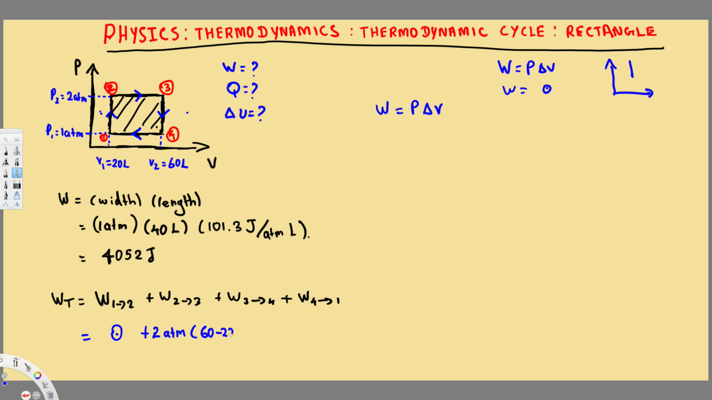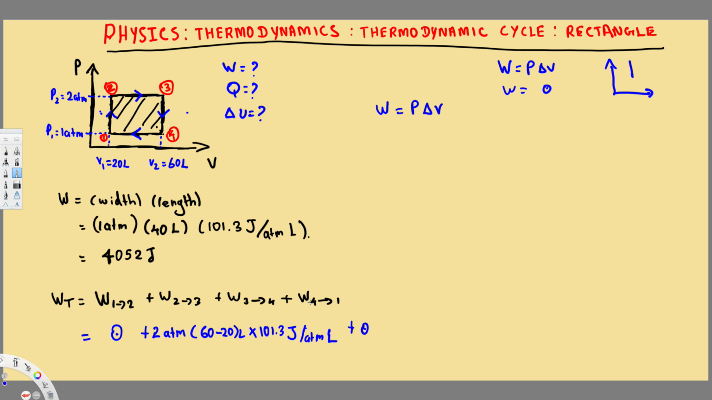60 minus 20 liter. To convert this into joule, I have to multiply this by 101.3 joule per atm liter, right? And let's look at the other one, 3 to 4. Again, vertical line, volume is constant, therefore work is 0.